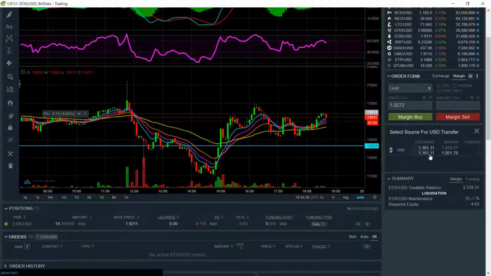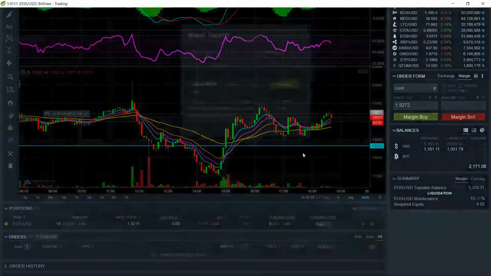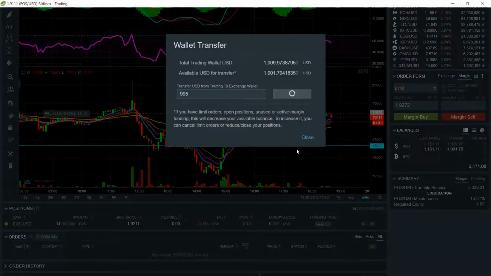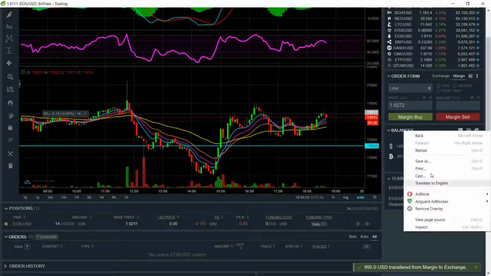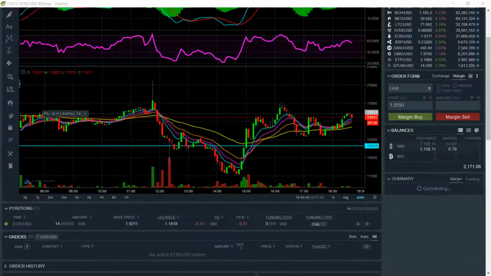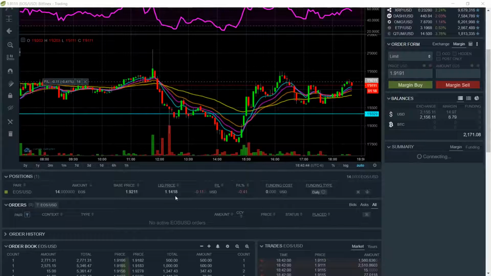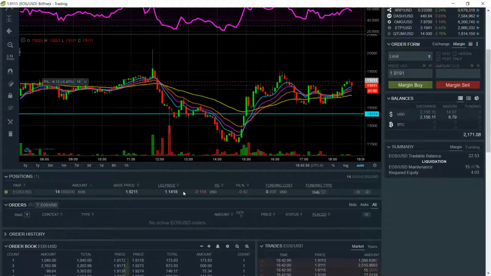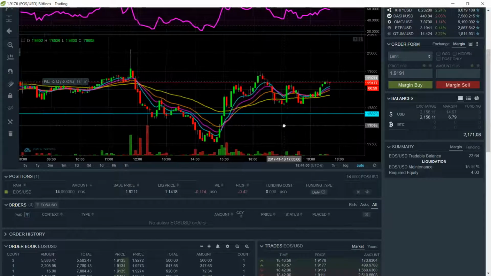Actually, that might have been too extreme of a scenario. Let's transfer $995. Okay, now let's reload the page. So if you take a look, before it was 1.1493, now it actually went down from 1493 to 4983, right? If it went down to $1.49, I would have been liquidated before, right?